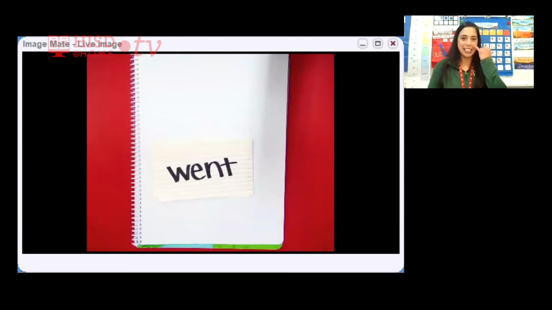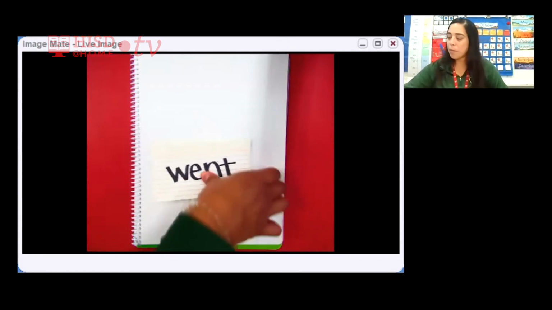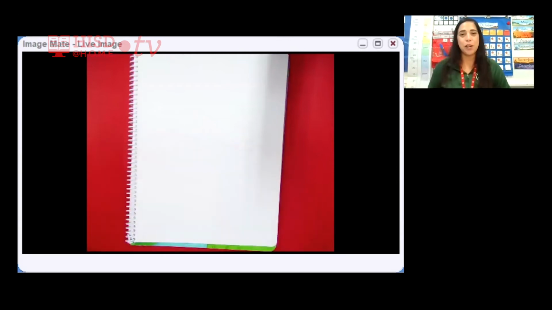What a fantastic job reviewing your sight words. Your brain is working hard today. And remember, anytime you see those words, you can say them in a snap. So, boys and girls, let's talk about words some more. Let's talk about rhyming words. What does it mean to rhyme?